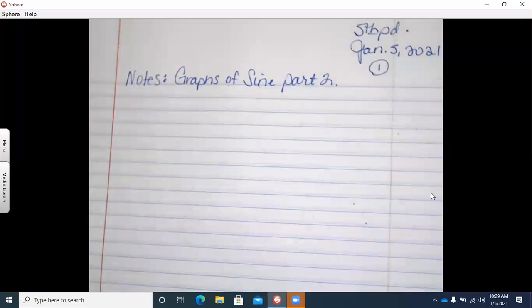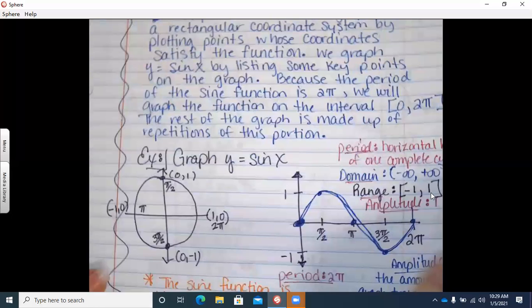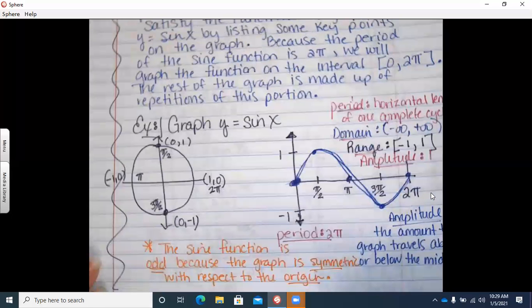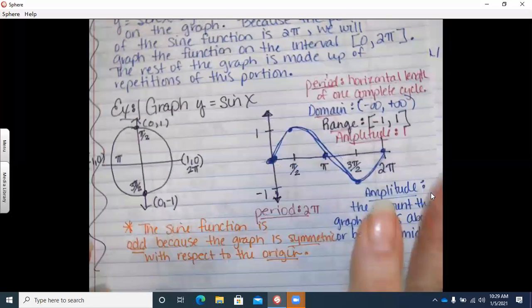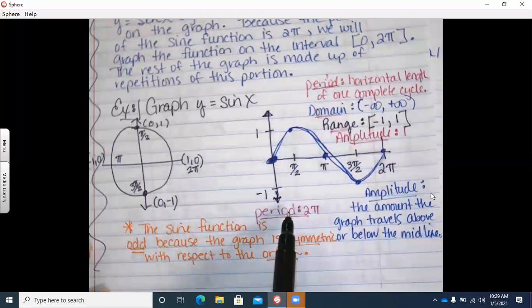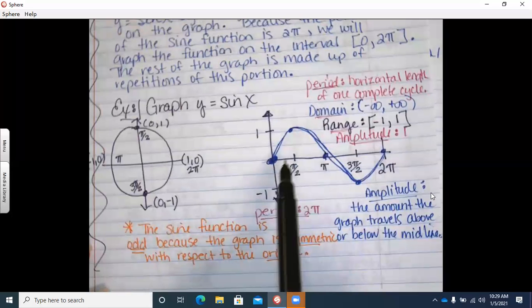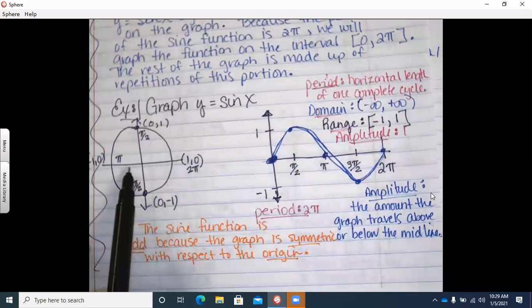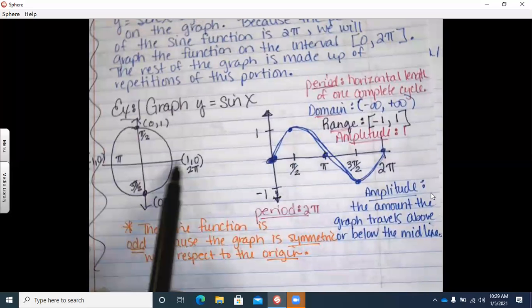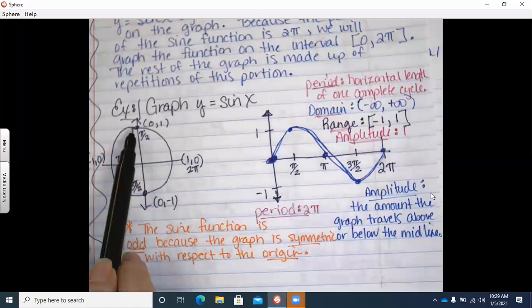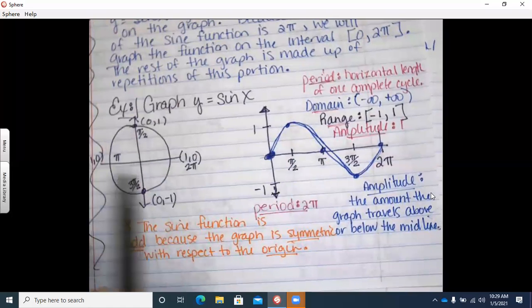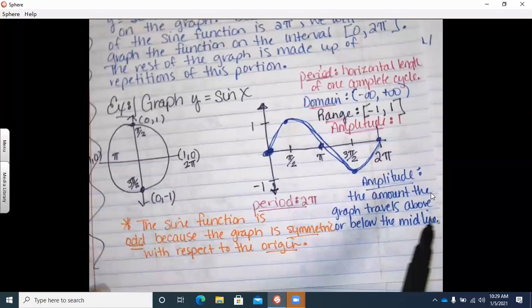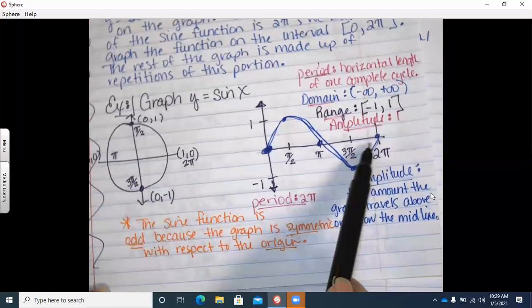Okay, so last time when we did graphs of sine, part 1, we learned that the parent function for the graph of sine looked like the first example that we did. It started at 0, 0, and then it went up. You're just following the circle around and labeling the ordered pairs. So at 0, 0, the sine was 0. At pi halves, the sine is 1. At pi, the sine is 0. At 3 halves pi, the sine is -1. At 2 pi, the sine is 0, right? So that was the parent function.